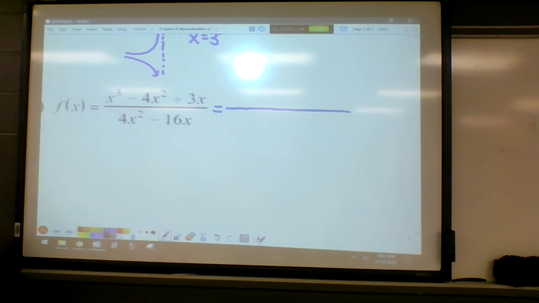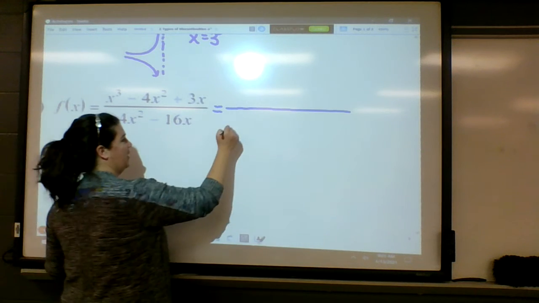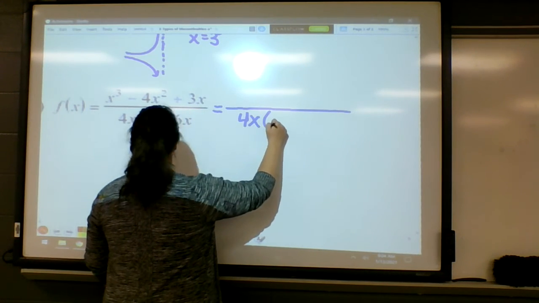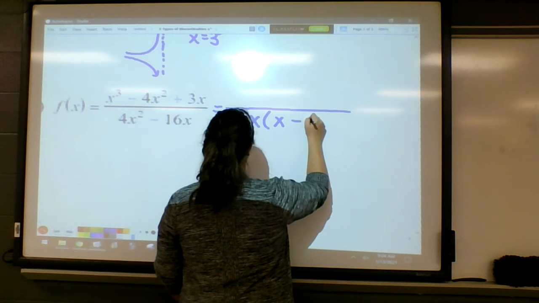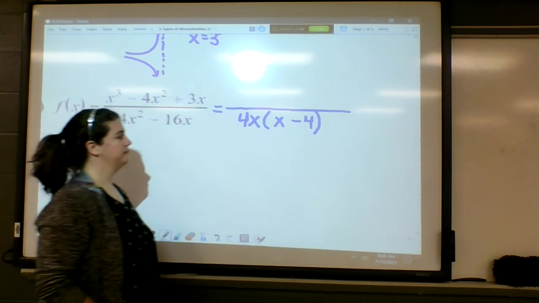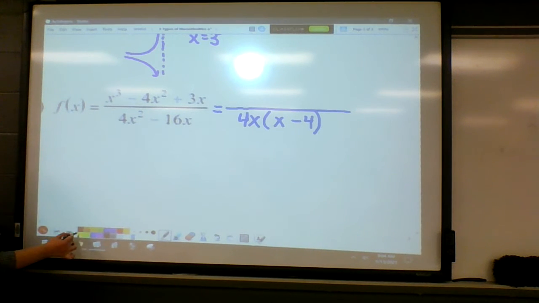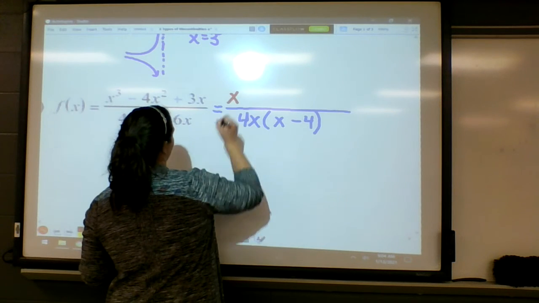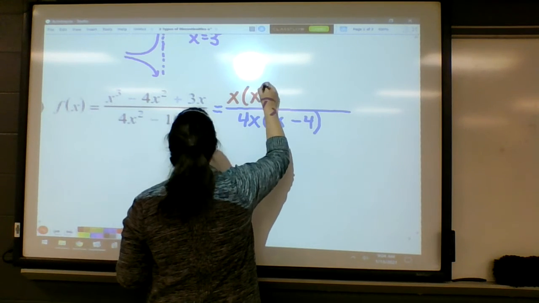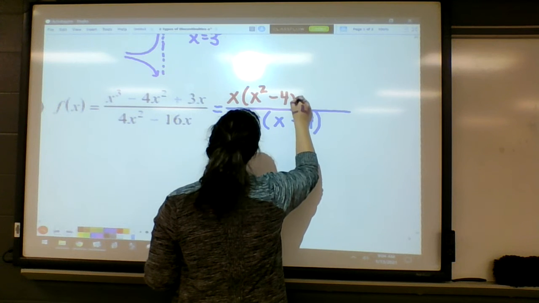GCF, right? What's the GCF? 4x, perfect. Left over would be an x minus 4. And then the denominator's done, right? What about the numerator? There's a GCF there as well, right? All of those terms have an x. And left over would be x squared minus 4x plus 3.